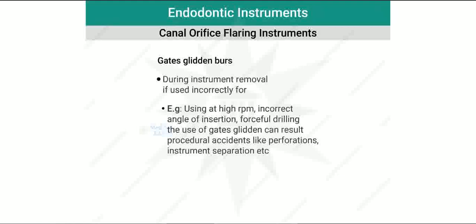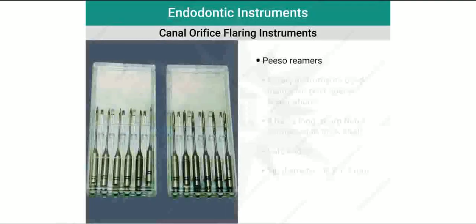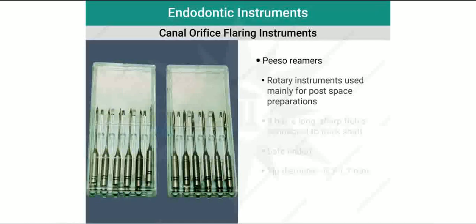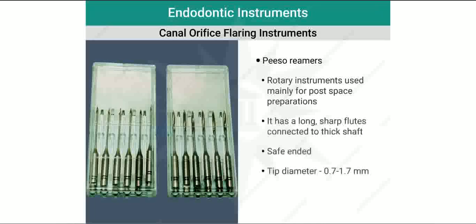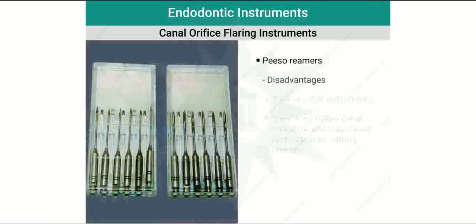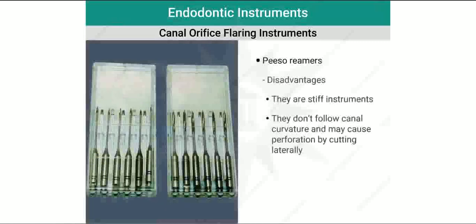Next, peeso reamers. These are rotary instruments used mainly for the purpose of post-space preparations. They have long, sharp flutes connected to a thick shaft. They all have safe ends. The tip diameter ranges from 0.7 to 1.7 mm. The major disadvantages of these instruments are they are very stiff and they do not follow the canal curvature, which might lead to perforation sometimes.